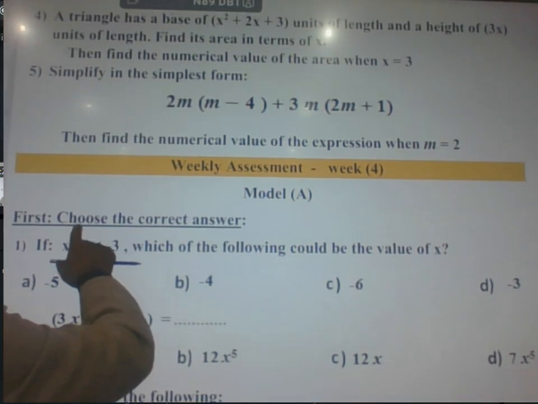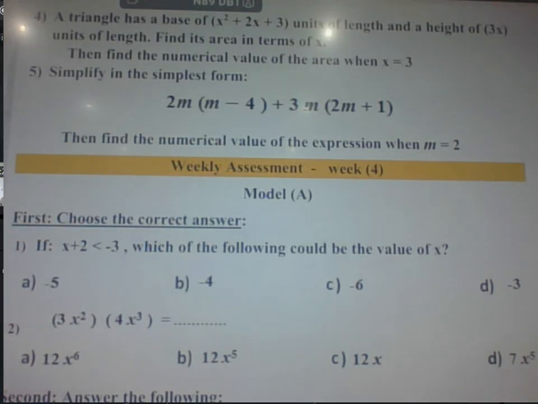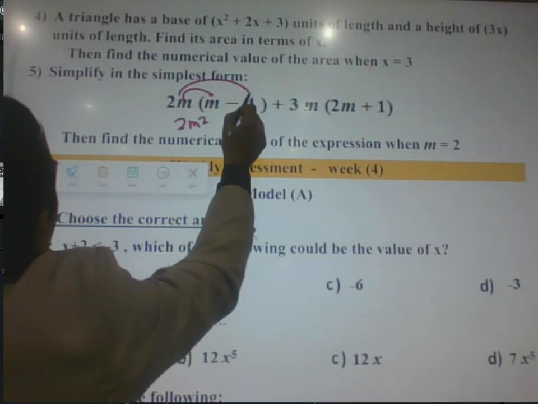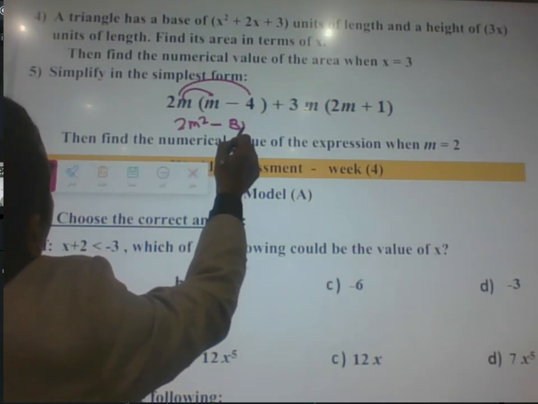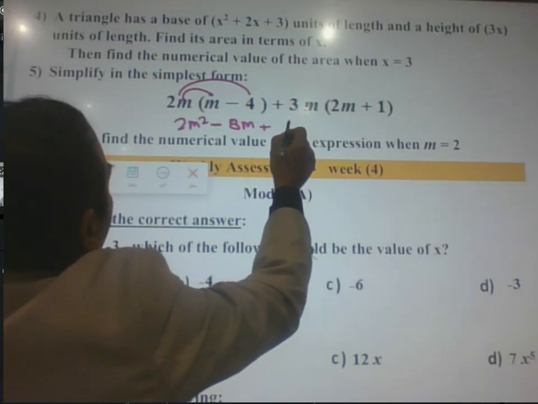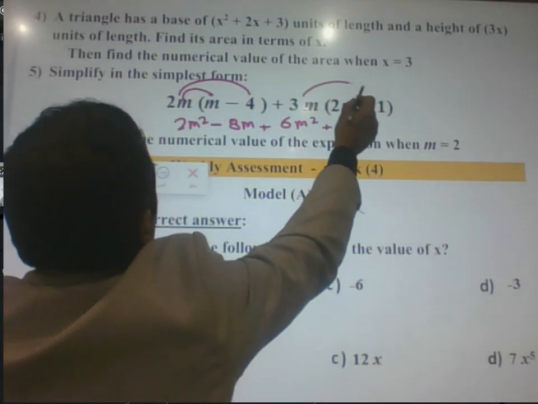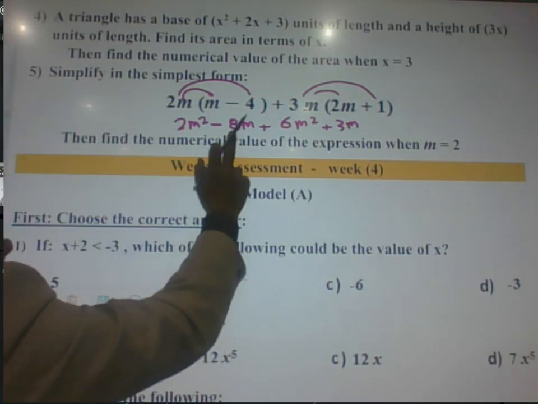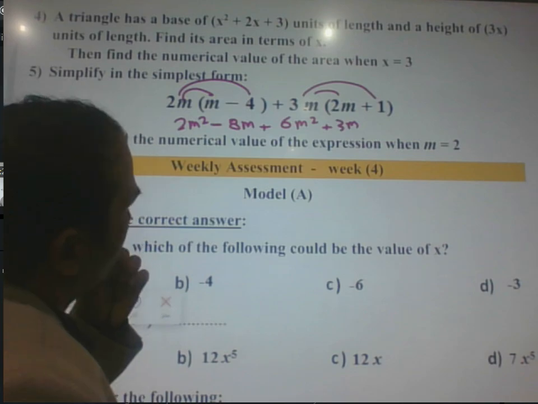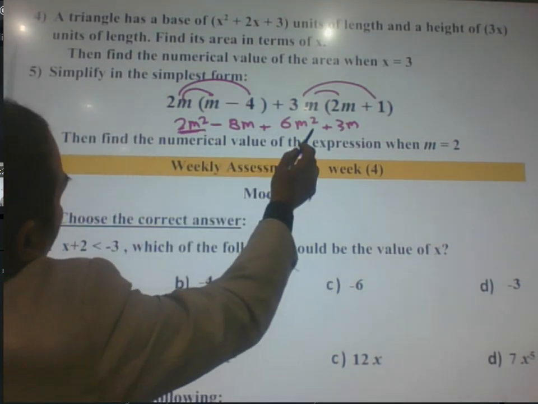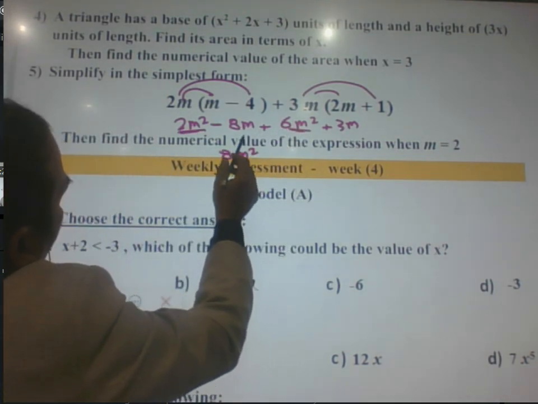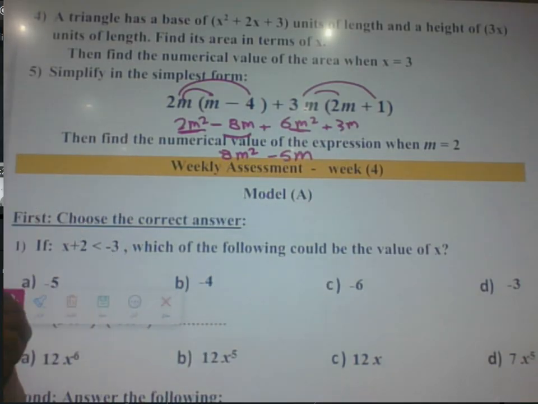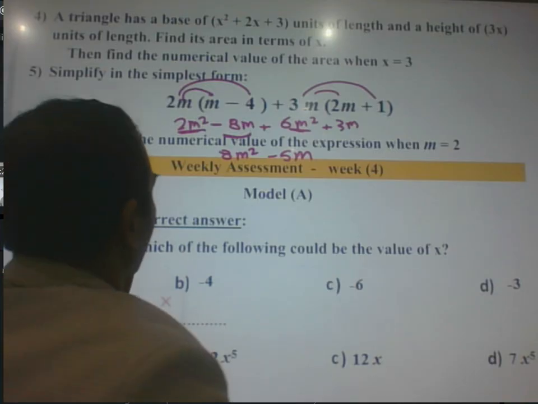Next question, simplify this expression. We use different distributive properties. 2m times m equals 2m power 2. And then 2m times negative 4, right? Negative, and 2 times 4 equals 8, 8m. Plus 3m times 2m equals 6m power 2, and 3m times 1 equals 3m. Next step, we can use here distributive or associative properties, commutative, right? 2m power 2 plus 6m power 2 equals 8m power 2, and the negative 8m plus 3m equals negative 5m. Then the simplest answer about this question. Okay, understood?